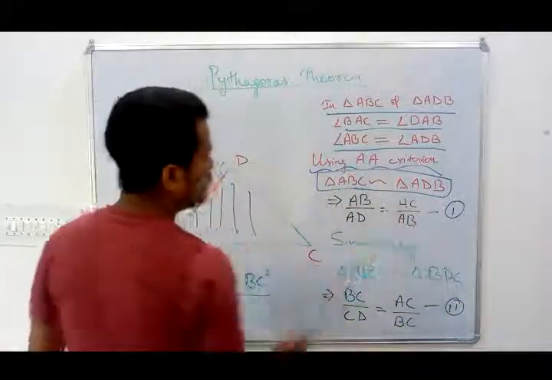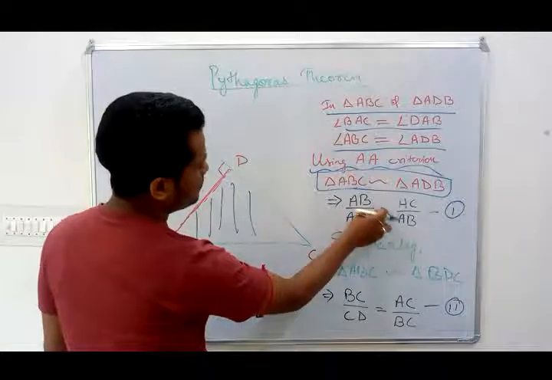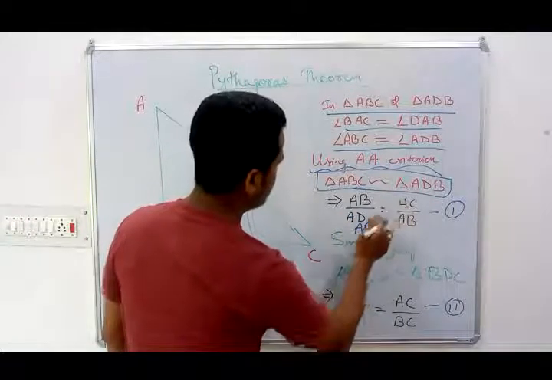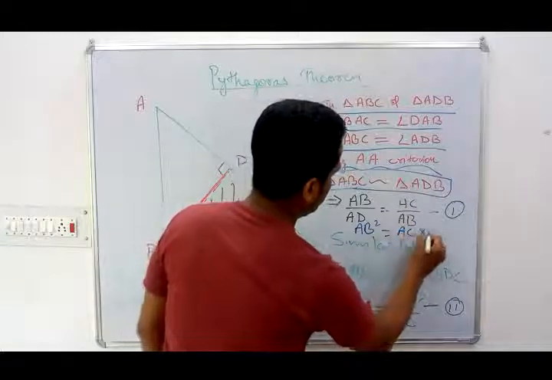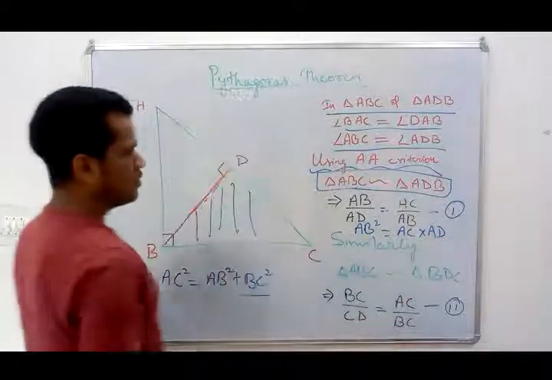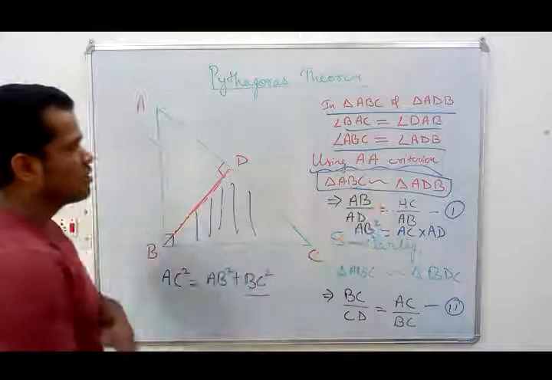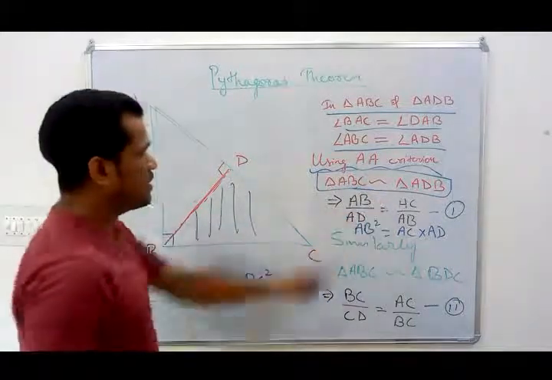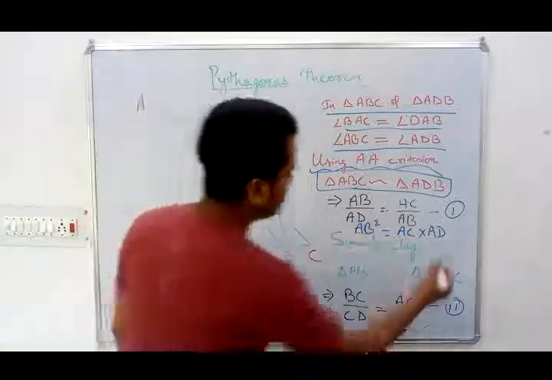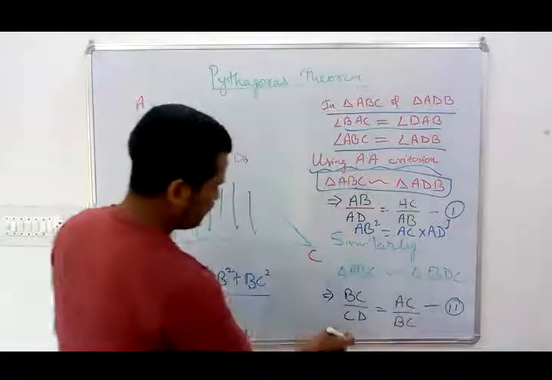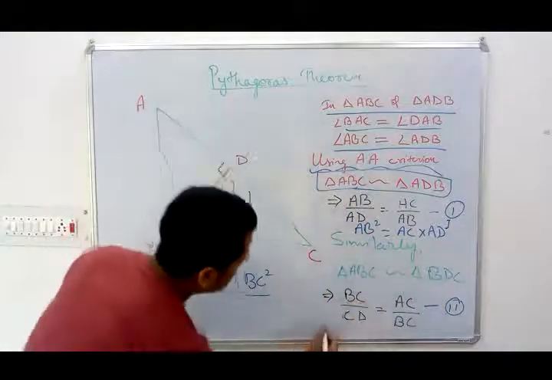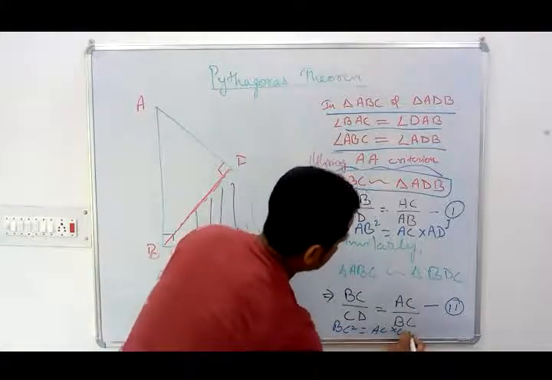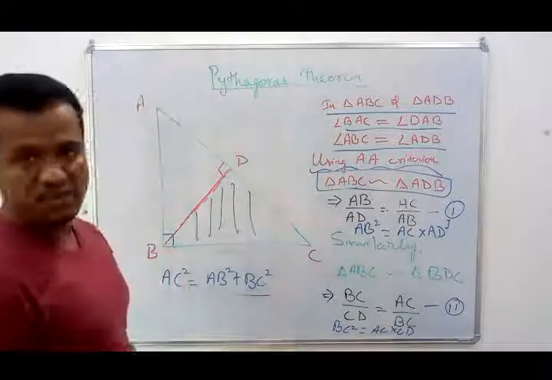Now from the first relation, can we write AB square is equal to AC into AD? We have just cross multiplied. So AB into AB gives you AB square, and AC into AD. This is our first equation. Now from the second, can we write BC square is equal to AC into CD? This is what we have got from the second equation.